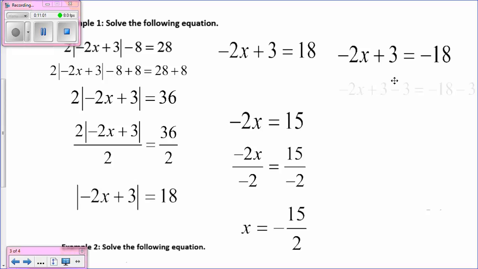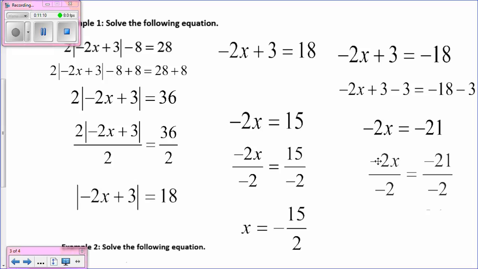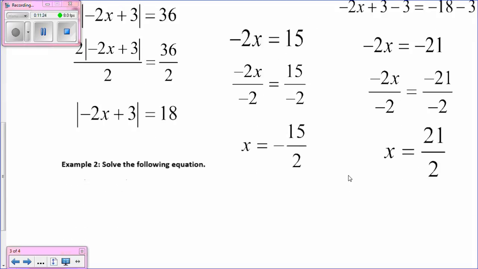The other one, I go ahead and subtract 3 from both sides. I get negative 2x equals negative 21. Divide by negative 2. I get x equals 21 halves, which is 10.5. So those are my two answers. Those are both answers for this equation. Let's try another example.